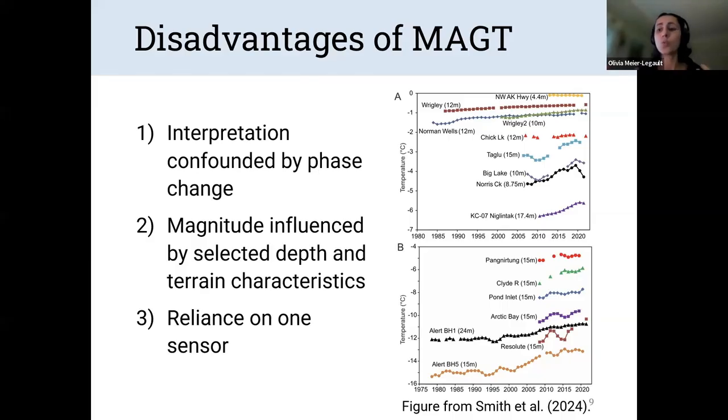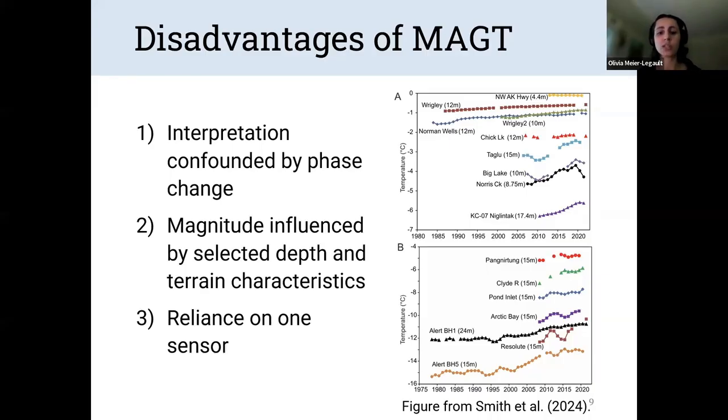And so using one sensor leads to a reduction in the information that could be pertinent and useful to characterizing permafrost change. Another way that it reduces the amount of data that we have, or the data that we can use, is that a lot of boreholes are shallow and don't reach the depth of 0 annual amplitude, and so they're often omitted from analyses.